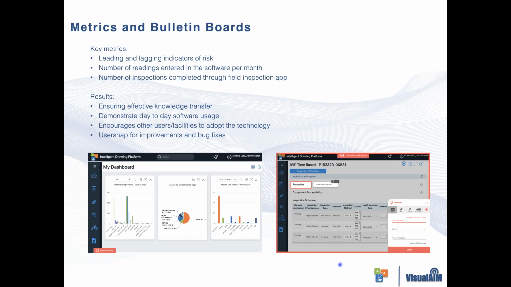So personnel across the 8 sites could visualize what the activities were on the other side, see how many inspections were being put into the system, and even understand the improvements or bug fixes that were happening as part of the continued support from VisualAIM. So this second image that we have at the right, this is just a screenshot of a tool that we use on top of the mechanical integrity software.